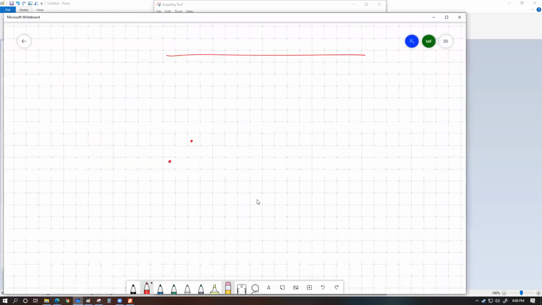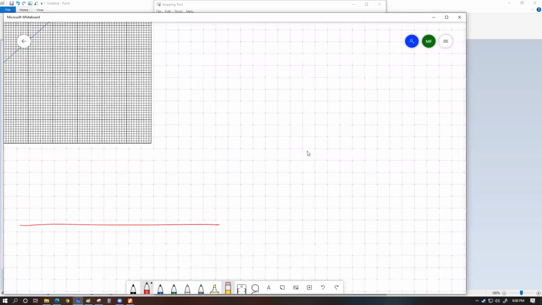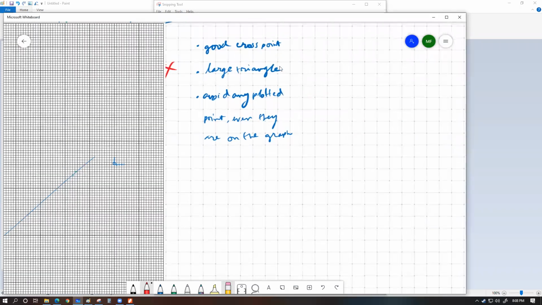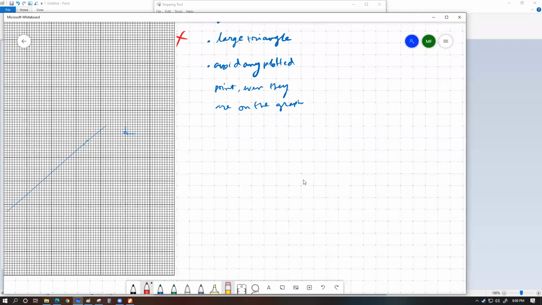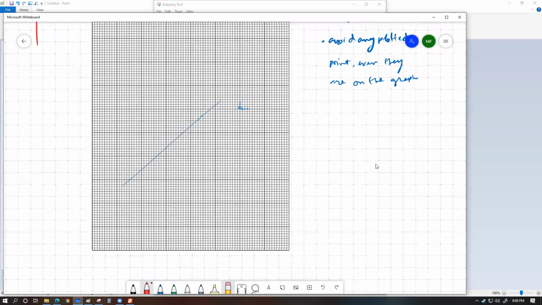So that's the second point, that we should draw a pretty large triangle. And then the third bullet point is that whenever we are trying to draw the triangle, if it is a laboratory experiment, laboratory oriented graph from which you are trying to get some values, we should always avoid any plotted point, even if they are on the graph. This actually means an example of something like that. Let me just show you over here.